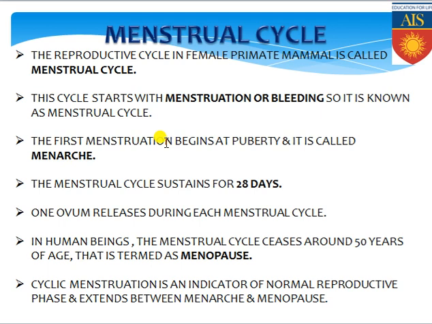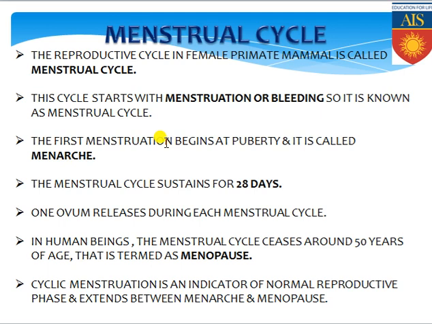Nowadays it is 45 to 50. So in which specific age the menstrual cycle ceases, or is stopped, that specific process of inhibition of the menstrual cycle is commonly known as menopause. Next, cyclic menstruation is an indicator of the normal reproductive phase and extends between the menarche and menopause.